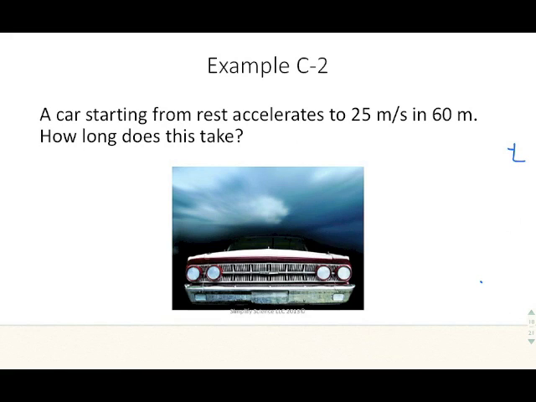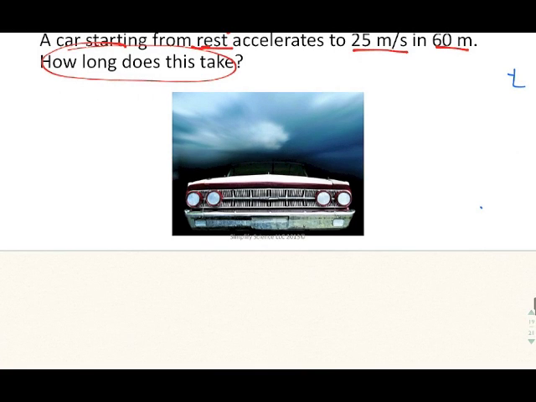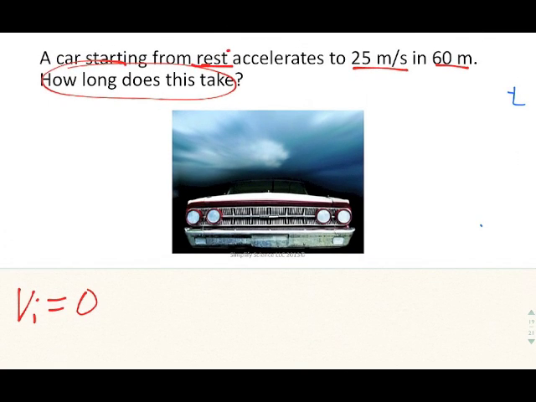Now the next example says you have a car starting from rest. So remember, rest is a key thing right here, and it accelerates to 25 meters per second in 60 meters. How long does this take? So once again, what we need to do is take a look at what our information tells us. We're given a car starting from rest, so initial velocity is 0. We're given that the final velocity is 25.